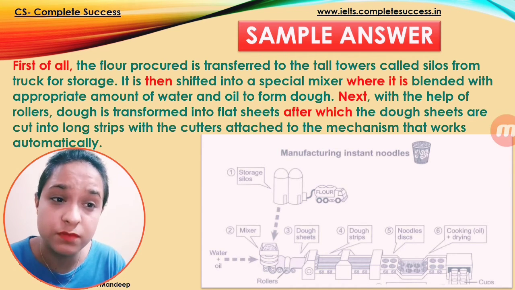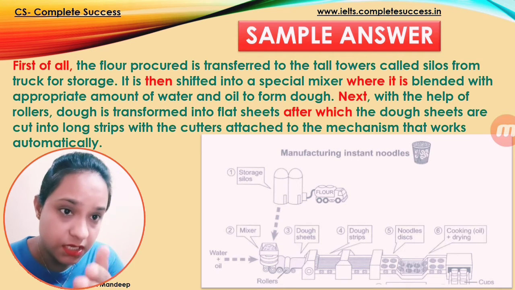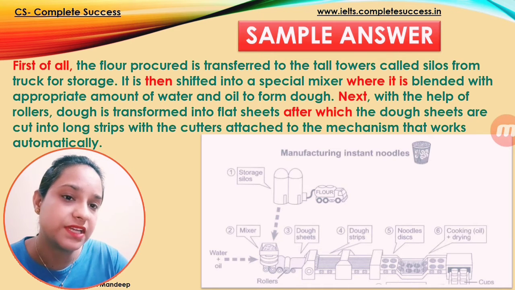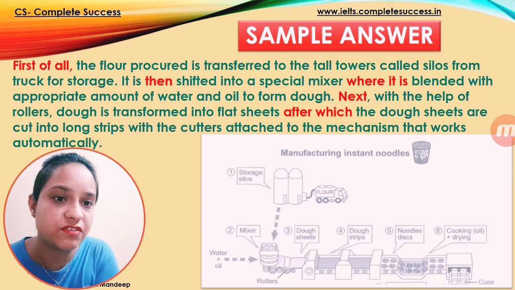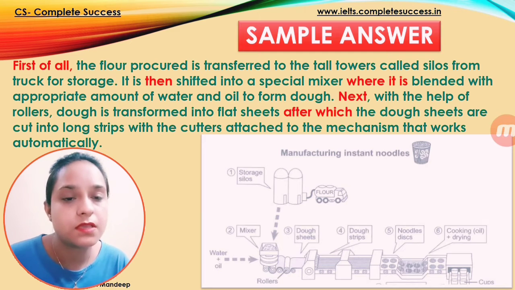And what you have to make sure is that there are rollers mentioned below the mixer, but when the strips are made and when the noodle discs are made, also in the cooking and drying, still the rollers have been shown. It means the whole process works automatically, like on a moving tray, we can say that it is moving forwards.